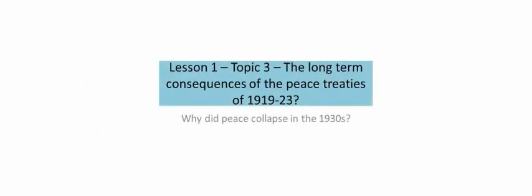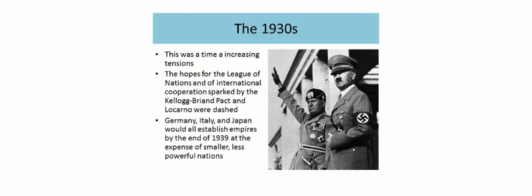Welcome to the first lesson on the third topic, which is why did peace collapse in the 1930s? We'll be looking today at the long-term consequences, and more acutely at something we've covered earlier this year: the peace treaties of 1919 to 1923, and in particular how they dealt with Germany and the impact that had on creating long-lasting resentment, which manifests itself in the Nazi Party, which leads Germany on a path towards World War II.